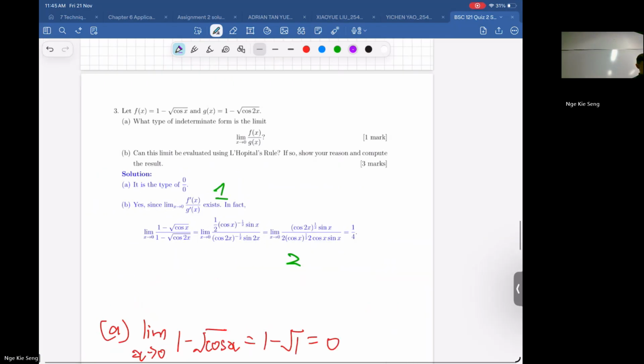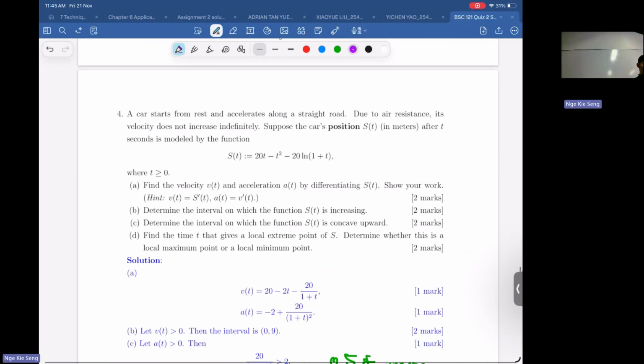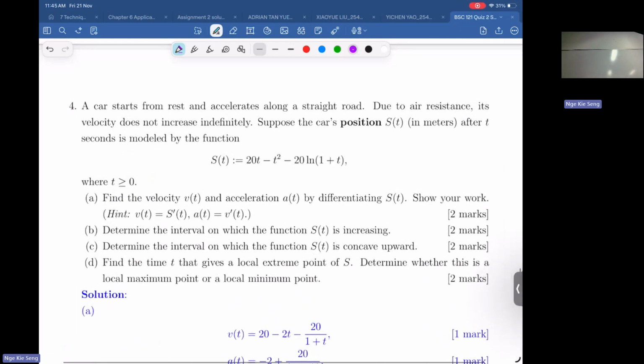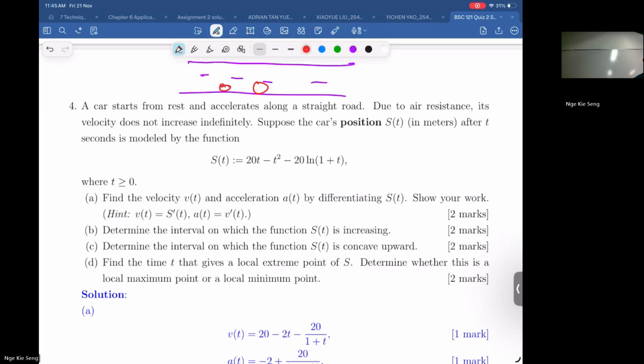Next question is again a bit tricky. Although this question seems very simple, there's a tricky part here. So what's the tricky part? Let's read the question first. A car starts from rest and accelerates along a straight road. So you've got a road, and then you've got a car, maybe a Mercedes here, accelerating from rest.